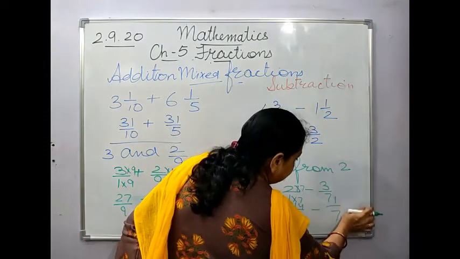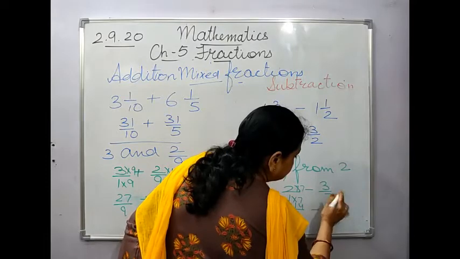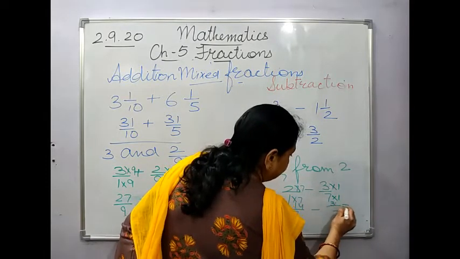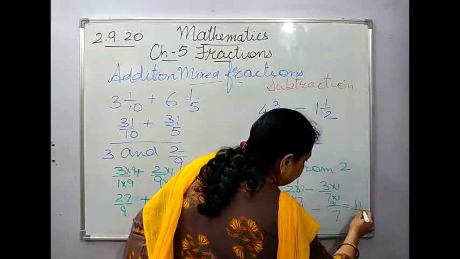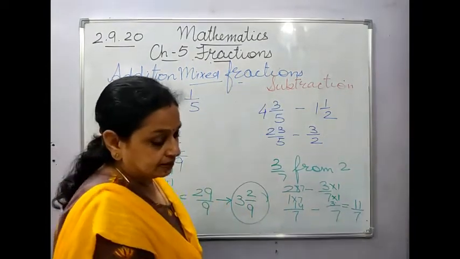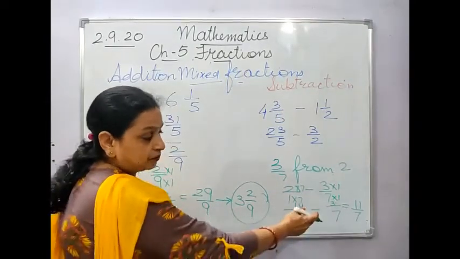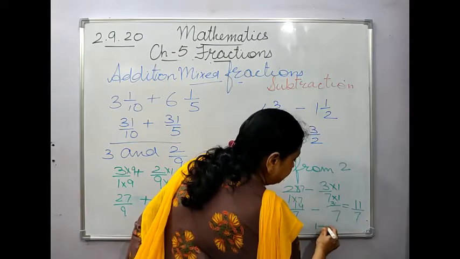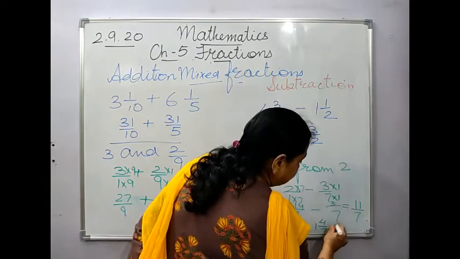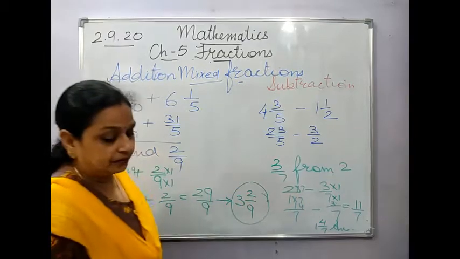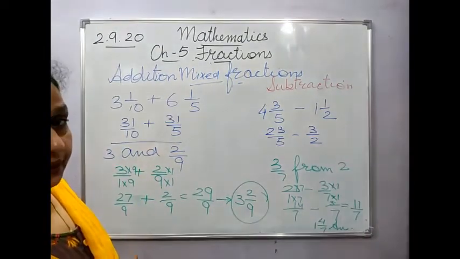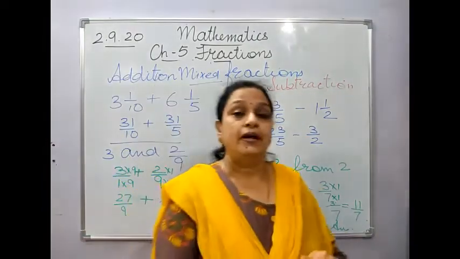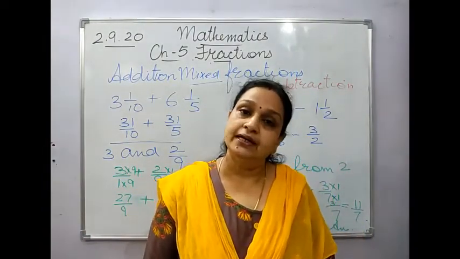7 1s are 7. Sorry, it is 7 1s are 7. 3 1s are 3. 14 minus 3 is 11 upon 7 is your answer. Now 11 upon 7 is an improper fraction. 7 1s are 7 and 4 upon 7 is your answer. Have a look. Clear? So this is how I have explained each and every step, how you have to do it. Now we move on to the exercise.